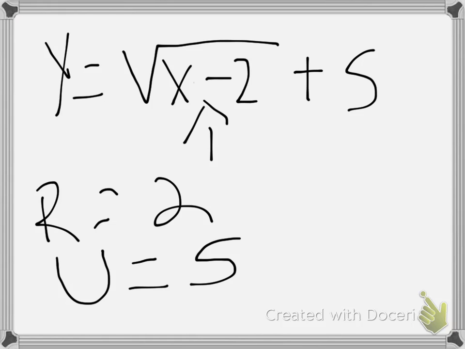Now, when you have an equation like this, which is y equals the square root of x minus 2 plus 5, the x minus 2 would be the very first number we're looking at, since there's no negative number in front of that, and it's going to be going right 2 since it's negative 2, and up 5 since the plus 5 is the second number and it is a positive.